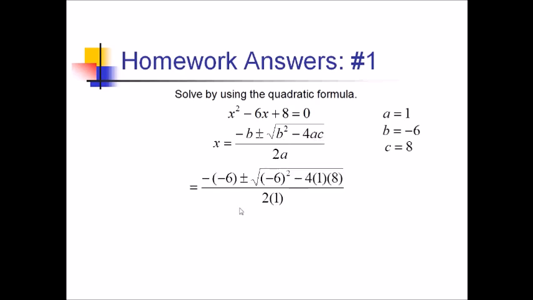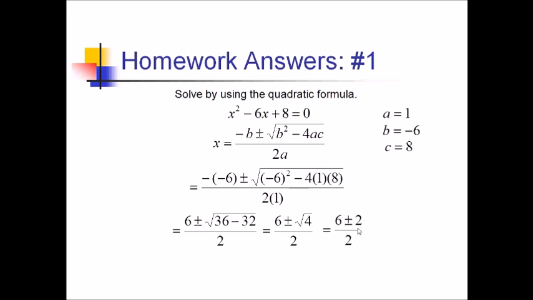And let's start simplifying this. So we got 6 plus or minus square root of 36 minus 32 all over 2. Well, this is just the square root of 4. Square root of 4 is 2. So now we just have 6 plus or minus 2 over 2. And since it is possible to combine 6 and 2, we have to do so.